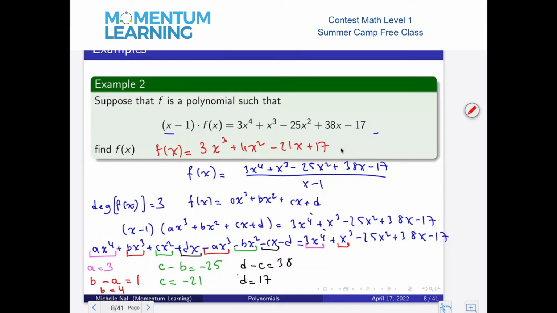Most students can see a is 3, d is 17 because of the constant and the leading one. Then they have to figure out this. Again, there is nothing wrong with x minus 1. They can divide with x minus 1. But in this example, we wanted to show the equality of the polynomials.